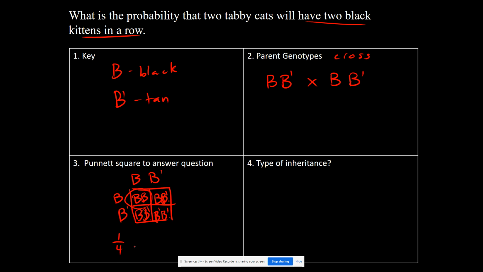But then what's the probability of getting another black kitten? That is also 1/4. So you do 1/4 times 1/4 equals 1/16. Remember again, you just do 1 times 1 is 1, 4 times 4 is 16. And that is your answer. And what type of inheritance is this? This is codominance. Remember, I just want to remind you what we are talking about.